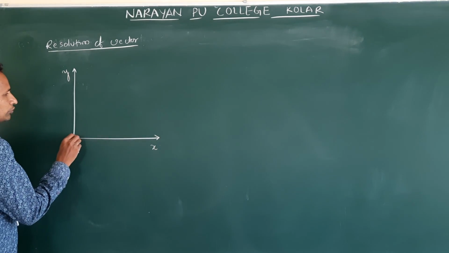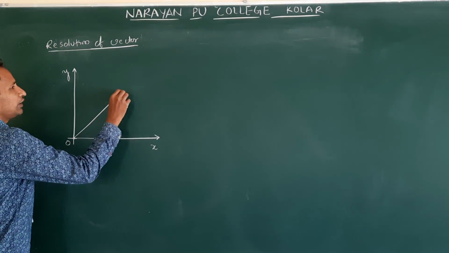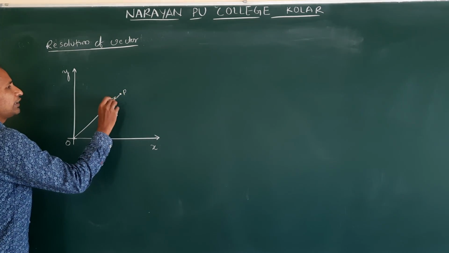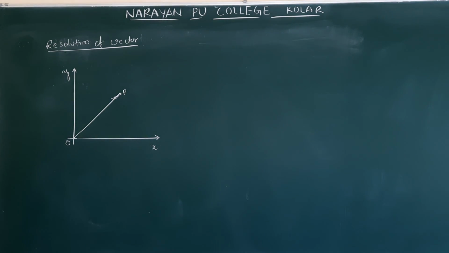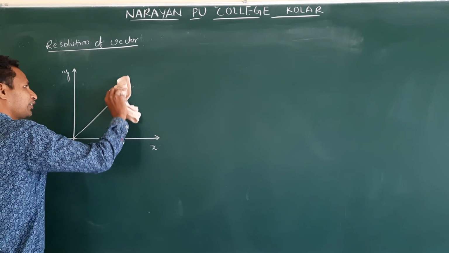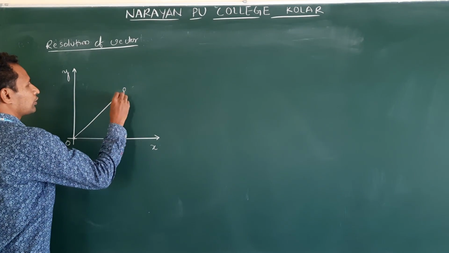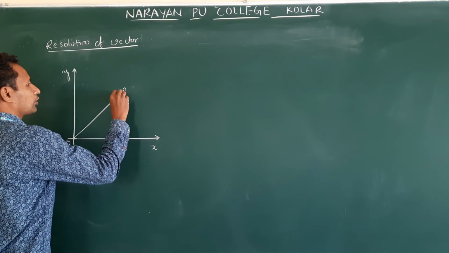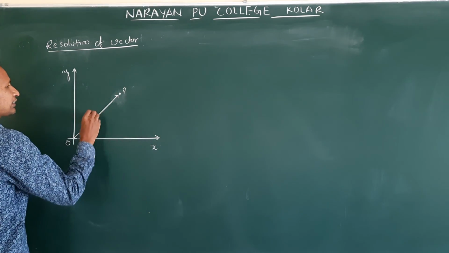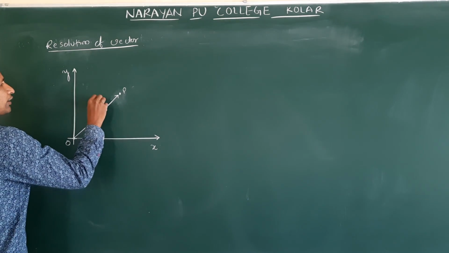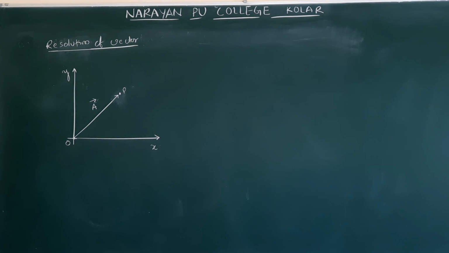Now, let us say there is a point P here. It specifies the position, specifying the position vector. This is point P. It is specifying the position vector. Let us say this is a vector A. Clear?